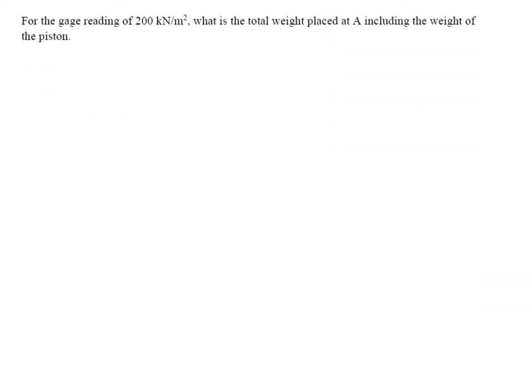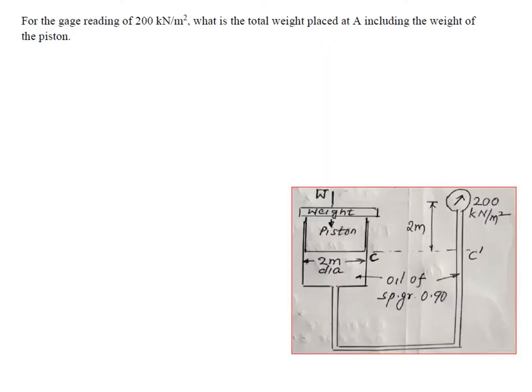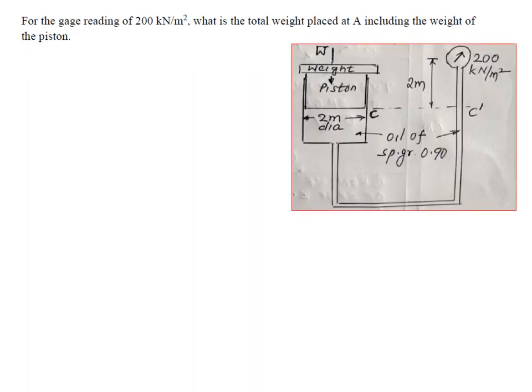So next problem is for a gauge reading of 200 kilonewton per meter square, what is the total weight that should be placed at A, including the weight of the piston. So here, for a gauge reading, for example this is a gauge which is fitted, which reads 200 kilonewton. So here the weight as well as the piston, we have to find out what should be the total weight that is to be placed here at A.